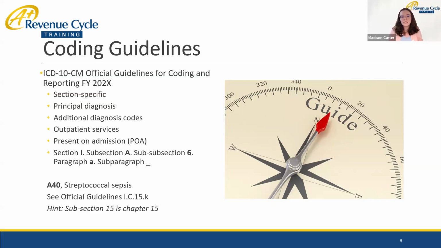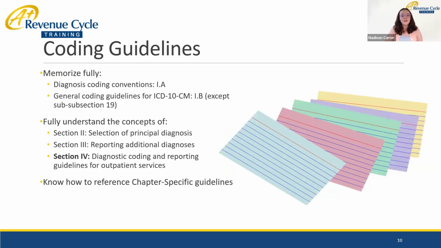These guidelines are broken down into several sections, including how to select your principal diagnosis code, how to report additional diagnosis codes, reporting a diagnosis that is present on admission, and it also includes the chapter-specific guidelines that are reprinted at the front of each chapter for your convenience. Right. So coding conventions for use of the ICD manual are found in Section 1, subsection A.